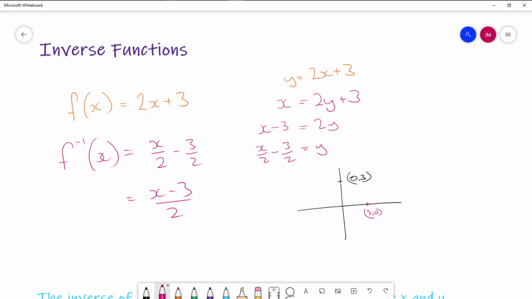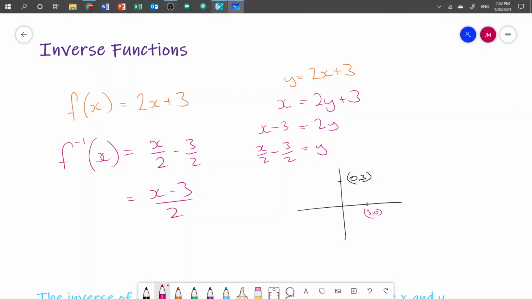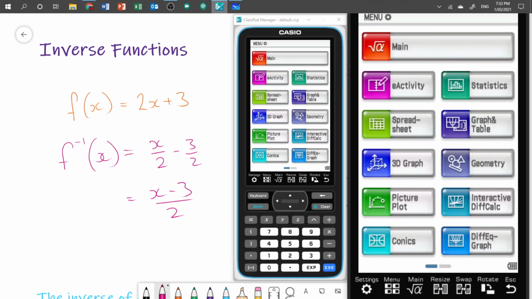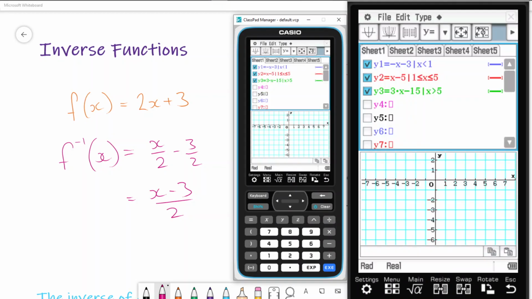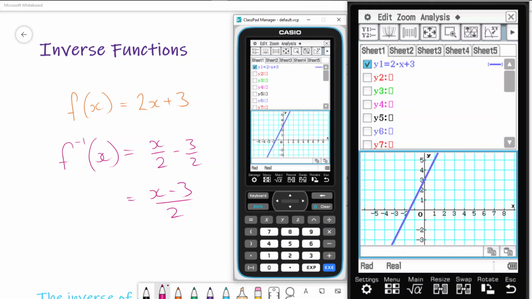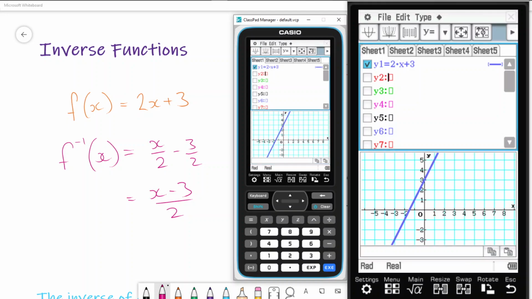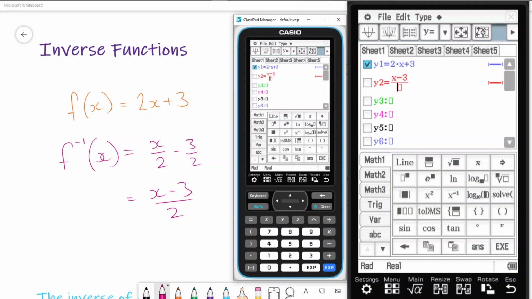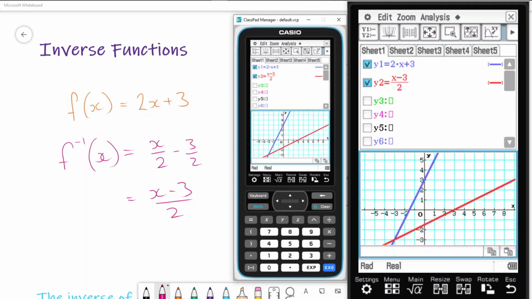Now, when we sketch that, we get a really interesting occurrence. So if we look at our CAS calculator, let's go to our graph and table and let's sketch these two equations. I'm going to sketch 2x plus 3 and hit the graph button at the top there. And on the second line, I'm going to do my x minus 3, put that all over 2. And when I sketch them, I get this pattern.